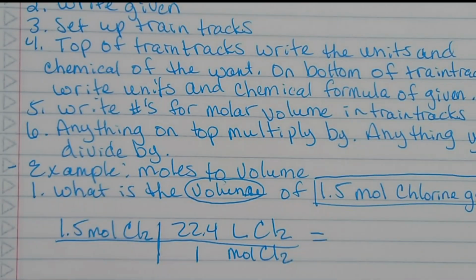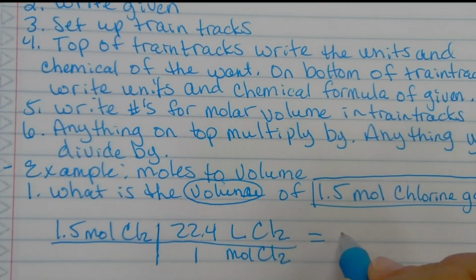What am I going to do with those numbers? Multiply them. And when I multiply them, how many decimal points am I going to go out? 1, 2, 3. How many am I going to put? Just 1. So when you multiply these out, you should get 33.6 liters. You add your units, because moles will cancel moles, of chlorine gas. And you're done.